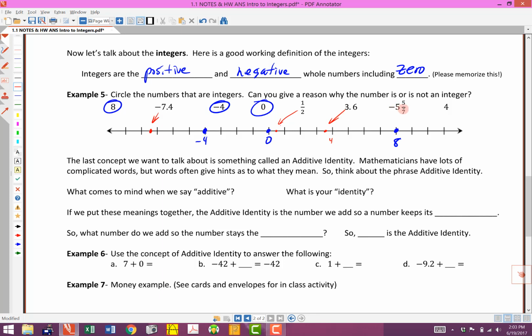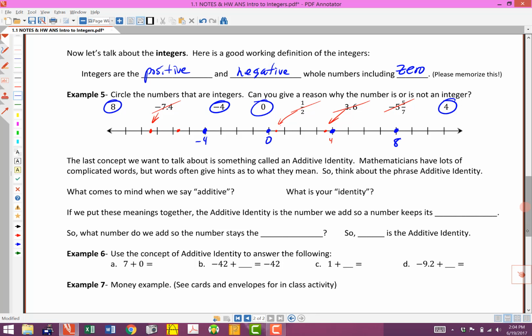And negative 5 and 5/7. So that one's going to be between -5 and -6. That one's probably going to be around right there, but that one's not going to work. Okay, so we'll cross each one of those off that I've got in red there. And then of course we've got the number 4. So the number 4 would be right here, right on one of those tick marks. It is a positive whole number, so we're going to include that. So the integers, and you've got to make sure you memorize this, the integers are the positive and negative whole numbers including 0, so make sure you get that down.